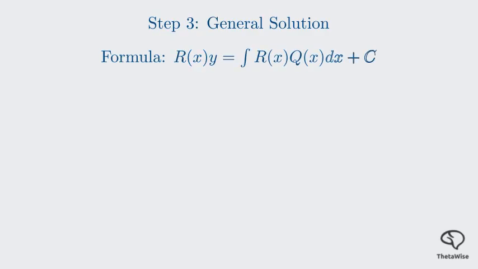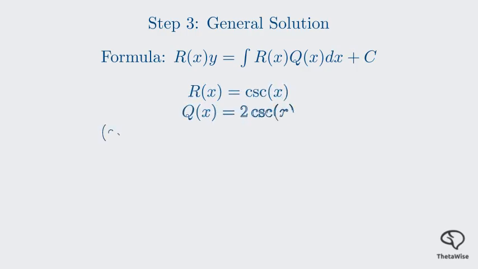The formula is r times y equals the integral of r times q of x dx plus a constant of integration, c. We've already found all the pieces for this formula. We have r equals cosecant x, and from step 1, q of x is 2 cosecant x. Substituting these into the formula, we get cosecant x times y equals the integral of cosecant x times 2 cosecant x dx plus c.